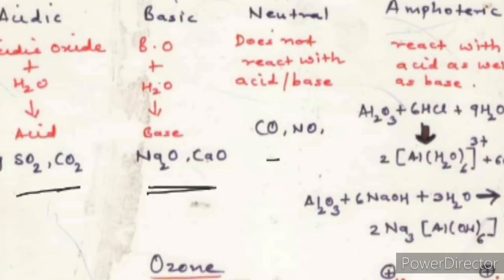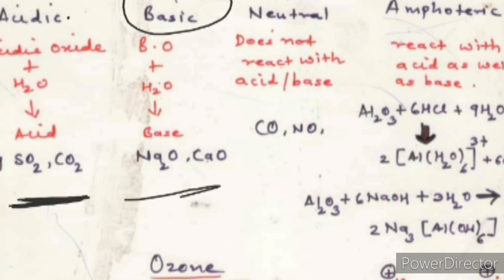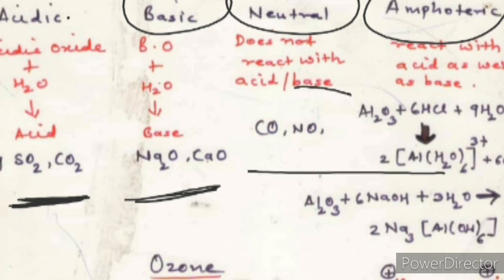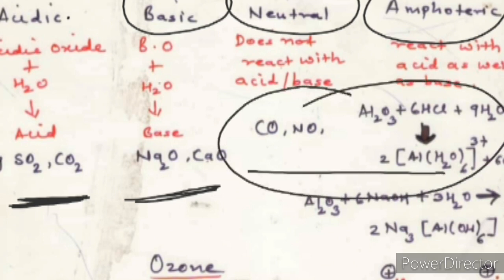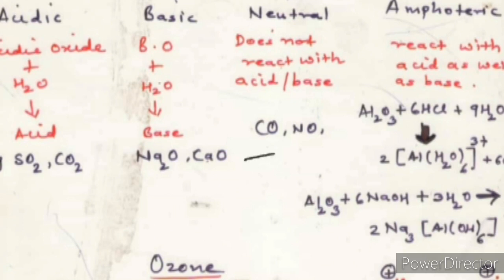Examples, yes, you have to learn these examples. Acidic oxides are formed by non-metals, basic oxides are formed by metals, and neutral oxides and amphoteric oxides are formed by p block elements. Like carbon monoxide is there, nitric oxide is there.